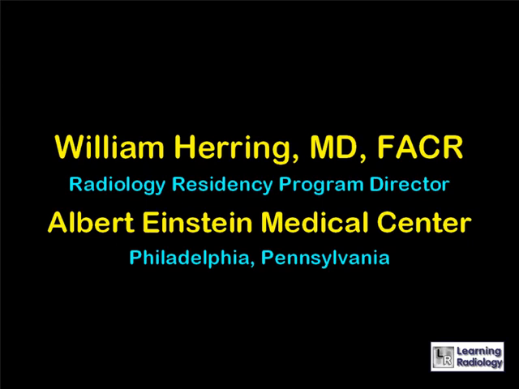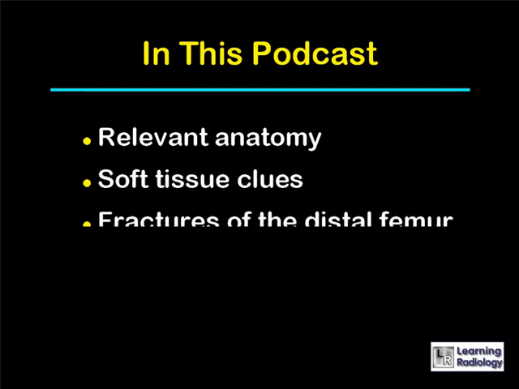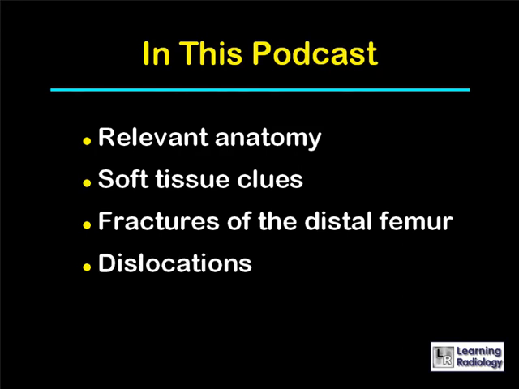Hello, I'm William Herring from Albert Einstein Medical Center in Philadelphia. In this podcast, we're going to discuss the relevant anatomy of the knee, some soft tissue clues that we can see on conventional radiographs, fractures of the distal femur, dislocations around the knee, and some related diseases.